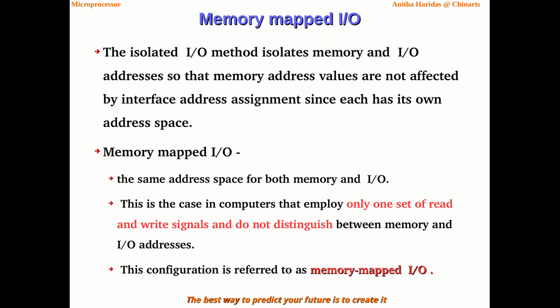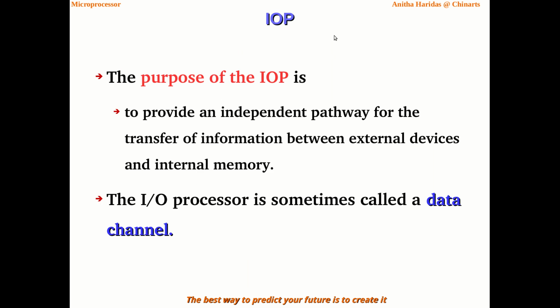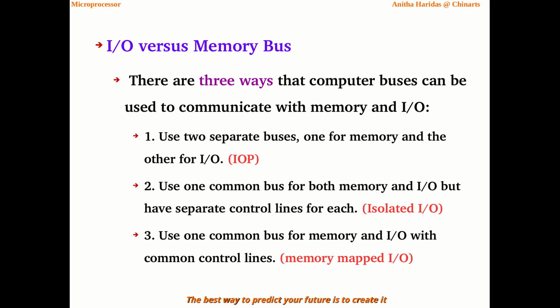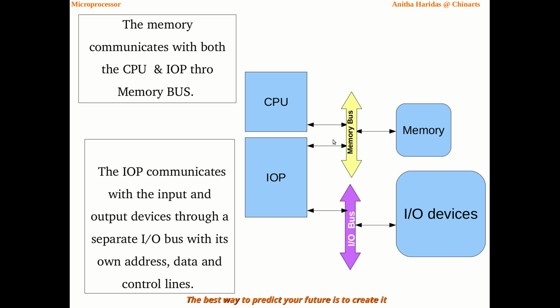Now the third way of having the input-output or memory communication is using the memory mapped input-output configuration. So the first one is called the input-output processor, where I am going to have two separate buses. So there is no problem at all. When the CPU wants to communicate here, it uses this bus. When the CPU wants to communicate with input-output devices, it will be communicating to the input-output processor. Then it will be communicating to the input-output devices through this particular bus. No problem at all. No confusion here.